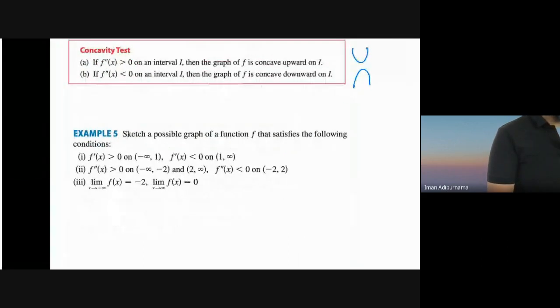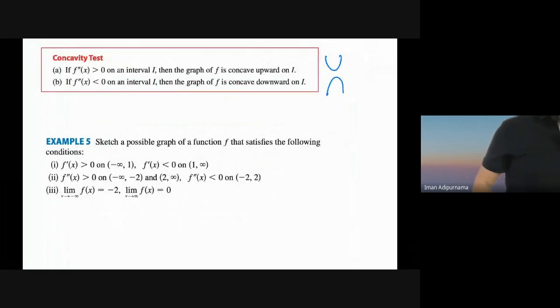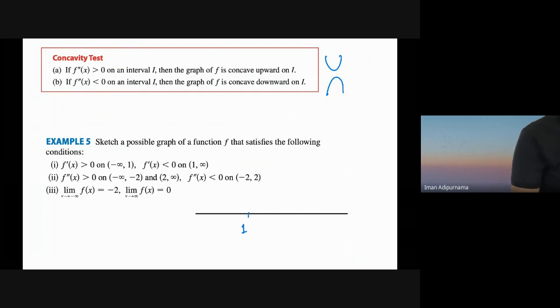Okay, this is an example from the textbook. Sketch a possible graph satisfying the conditions. First, f prime is greater than 0 on negative infinity to 1, and then f prime is less than 0 from 1 to infinity. So we can design a number line like that, and this is 1, maybe in the middle. So f prime x is greater than 0, so this will be going up. The slope is positive, and then the slope is going down from here.